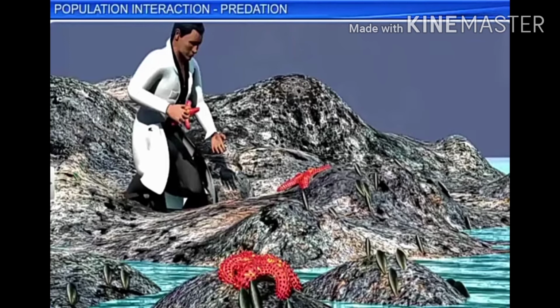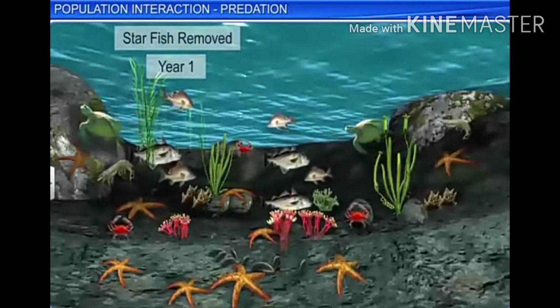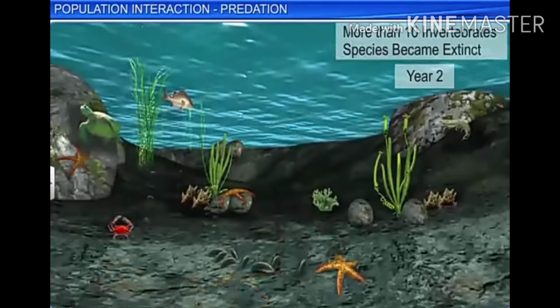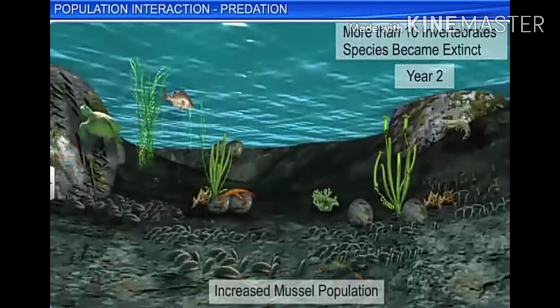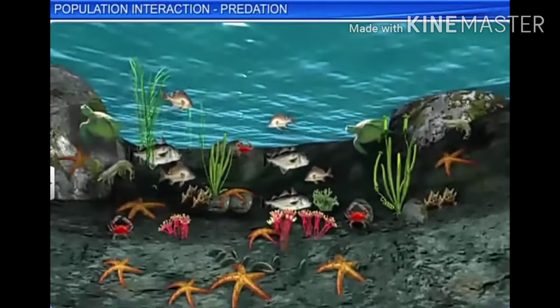In an experiment, all the starfish were removed from an enclosed area. This resulted in the rapid expansion of the mussel population, and more than 10 invertebrate species became extinct within a year due to interspecific competition. The interaction between Pisaster and Mytilus thus helped maintain the species diversity in these communities.